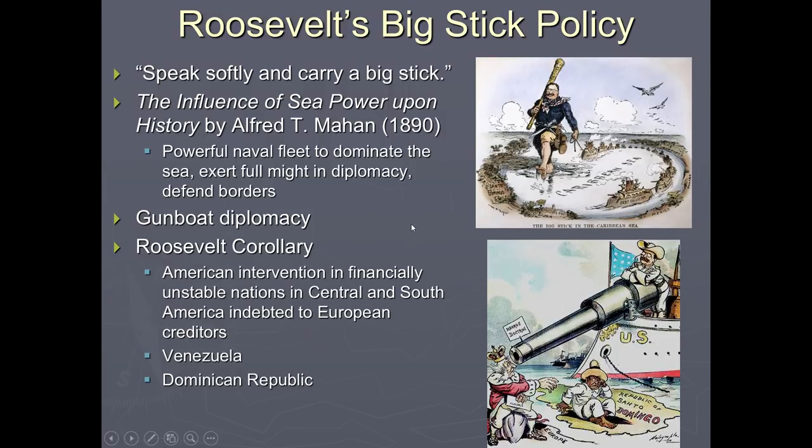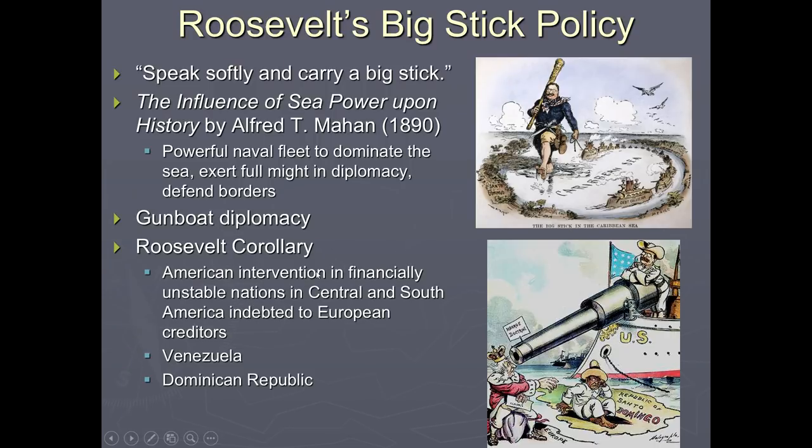This is Roosevelt's Big Stick Policy, where our ideology or our philosophy was speak softly but carry a big stick. This political cartoon is going to be on your test. We've talked about the other one, but remember, he holds his big stick, and he's kind of leading around all the problems of Latin America. We're just going to act as big brother.